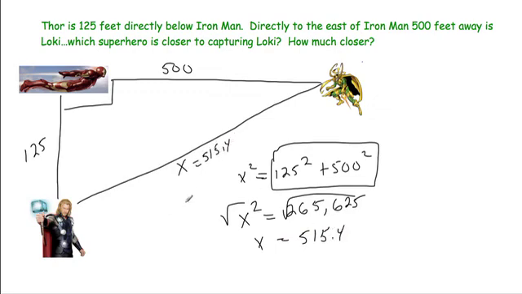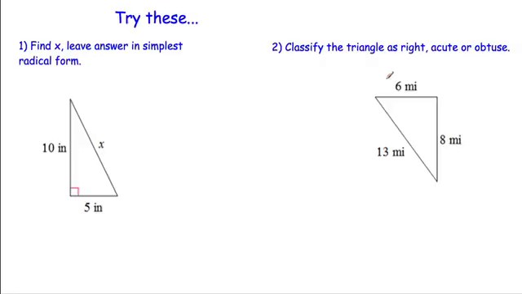Now, did we answer the question? We didn't answer any question, did we? So who's closer? Iron Man is closer. 500, 515. How much closer? Well, 515.4 minus 500, he is 15.4 feet closer. Not much, right? But still closer. So pause the video, try these out.